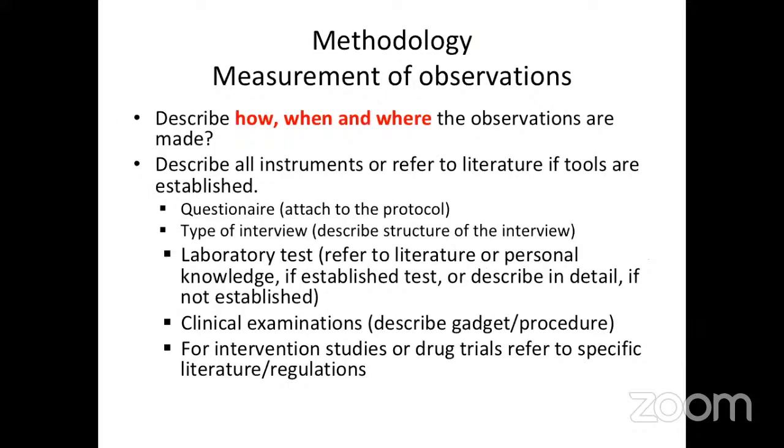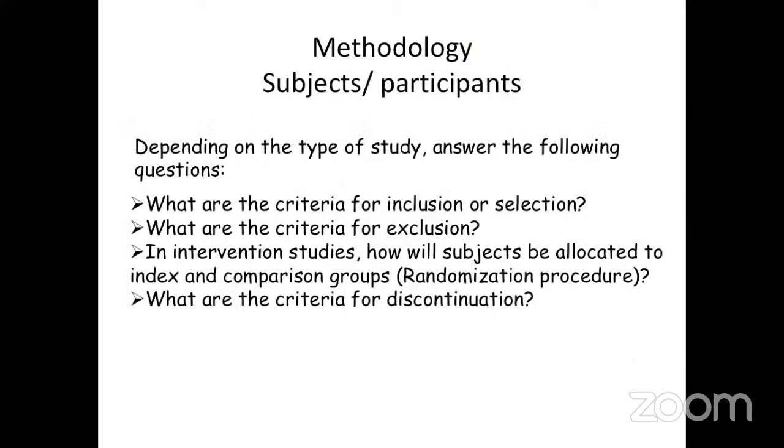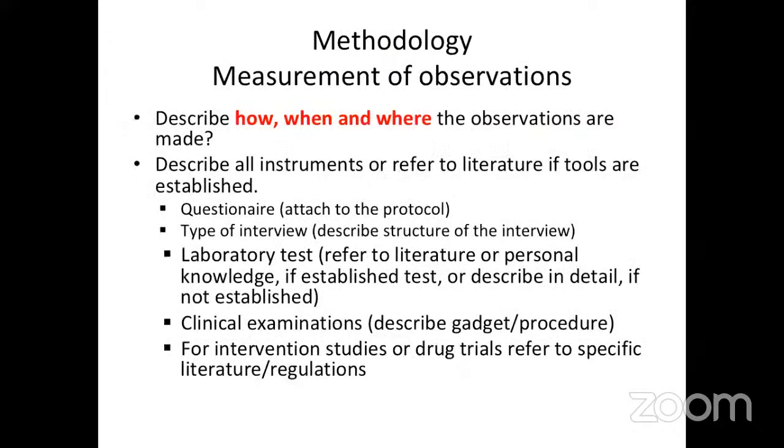And later you classify them into two groups based on a random allocation procedure, which I'll be describing in the subsequent slide. Then you describe how, when, and where you are going to do the observations. Let us say you are doing a study on postoperative analgesia.